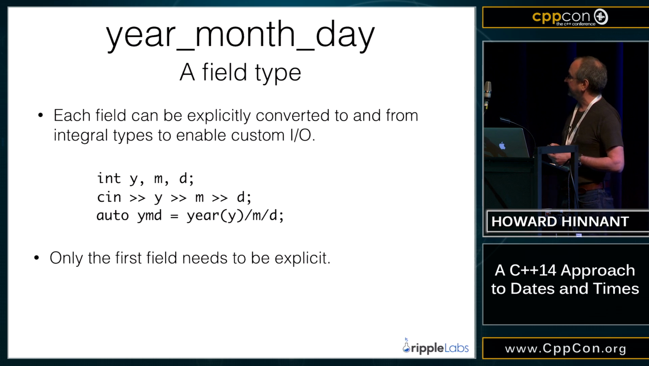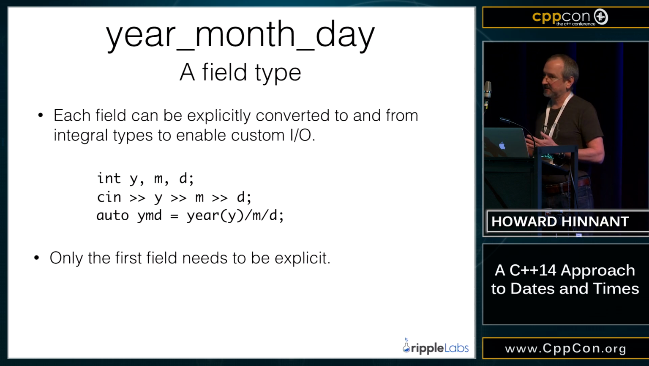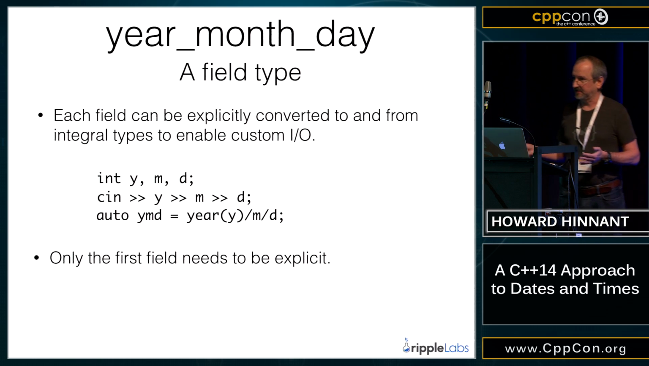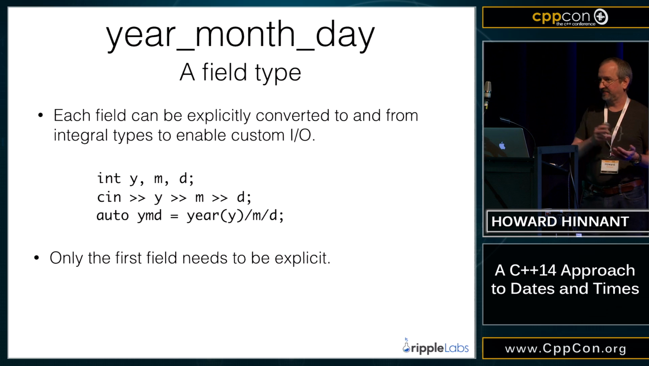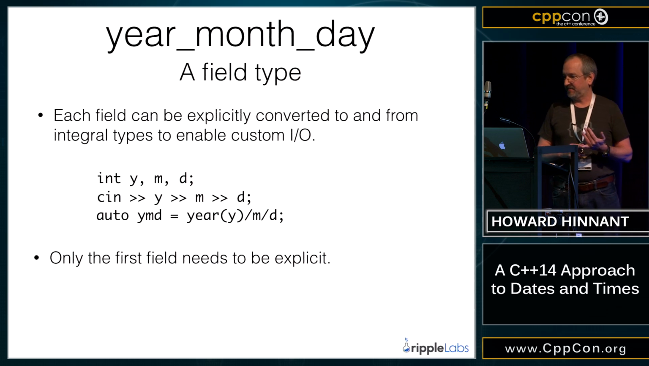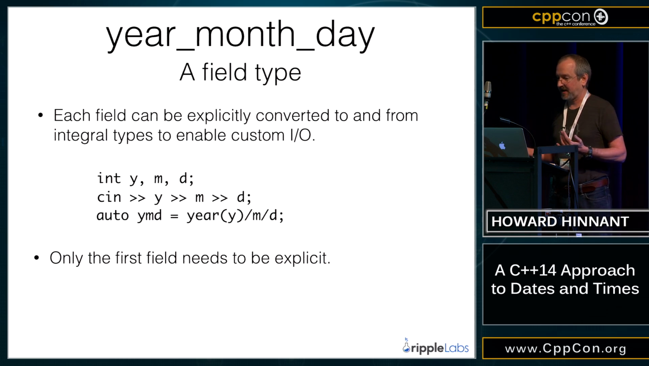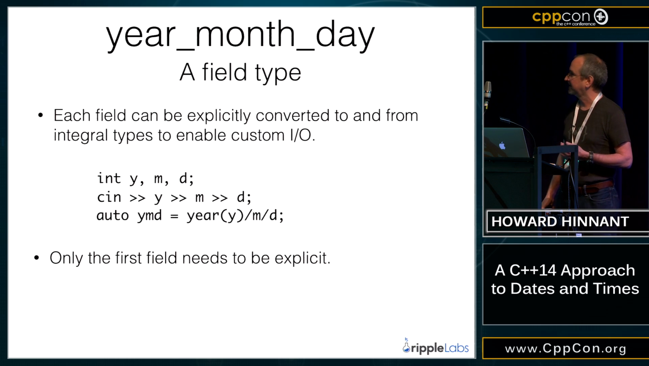And just as a little helpful syntax sugar, only the first field needs to be explicit if you want to get lazy. That's optional. If you specify the first field as a year, then it becomes unambiguous that the next field has to be a month and an integer is acceptable there. And the next field has to be a day.